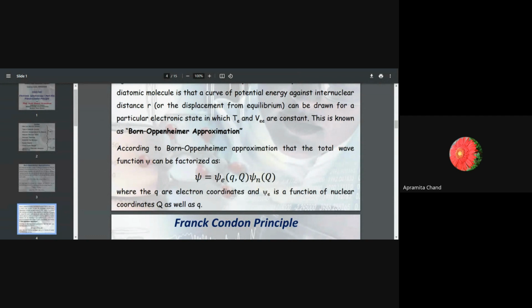So the total wave function can be factorized as a product of psi e and psi n, where psi e is a function of nuclear coordinates as well as electron coordinates. Capital Q is for nuclear coordinates and small q is for electron coordinates. So the total wave function can be factorized like this.